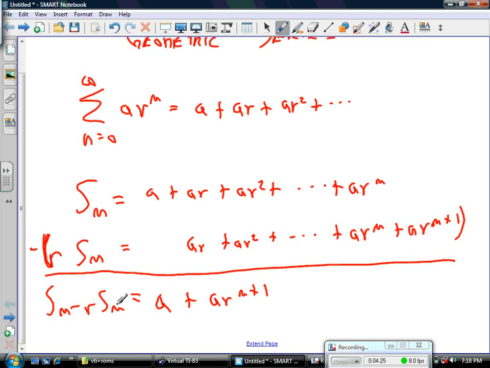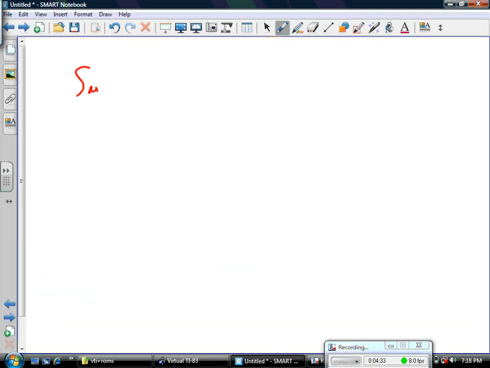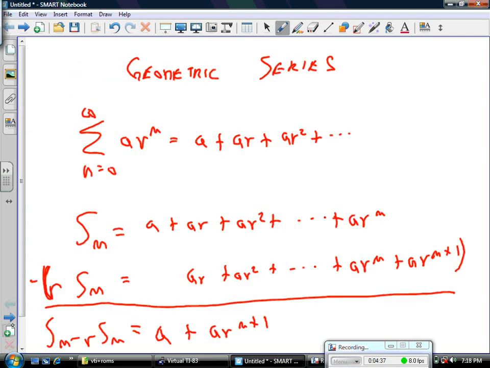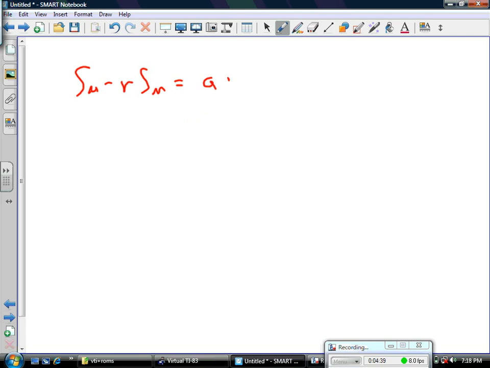So look, I have an equation for S sub n. I can solve for S sub n. I can figure out what this thing adds up to. I'll go to the next page. I have S sub n minus r S sub n equals a minus ar to the n plus 1. All right, notice S sub n is a common factor. Factor it out.